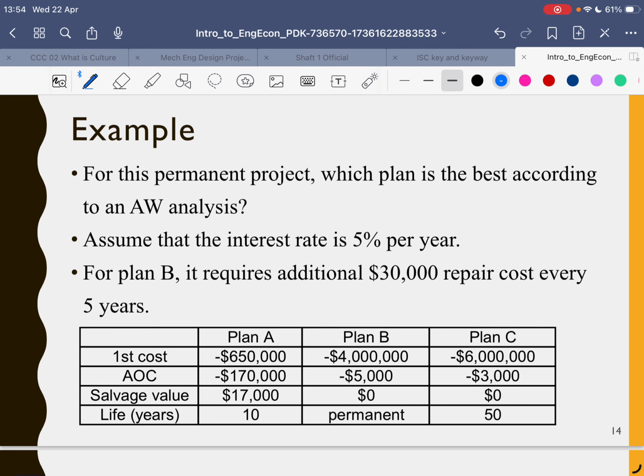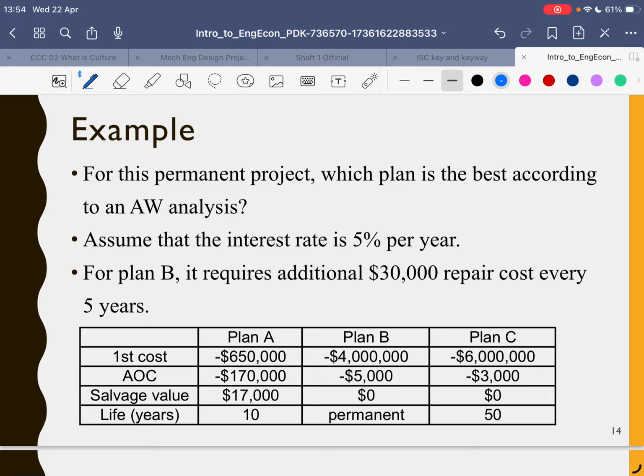For plan B, it requires an additional $30,000 repair cost every 5 years. So you have 3 plans. Plans A has 10 years of useful life. Plan B has a permanent useful life, but every 5 years it will have a $30,000 repair cost. And plan C, useful life is 50 years.